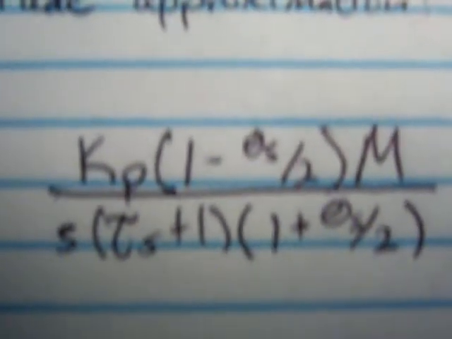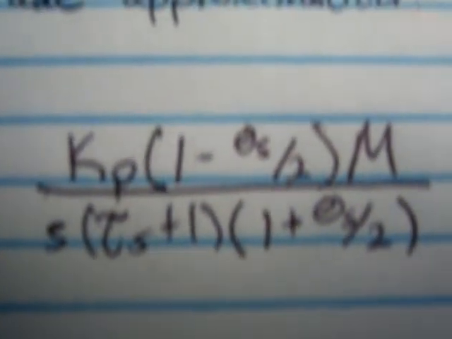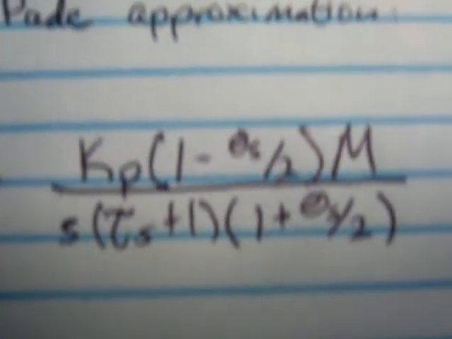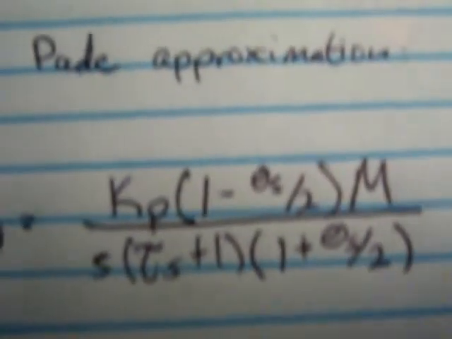This is very difficult to mess with in the time domain, so we're going to use the 1,1 Padé approximation to look at the dead time function, and that is e to the negative theta s equals 1 minus theta s over 2, all over 1 plus theta s over 2. And when you substitute that in, your output function is going to look like this. We're not going to worry about actually transforming this into the time domain. Instead, we are going to look at graphs of the response in the time domain.